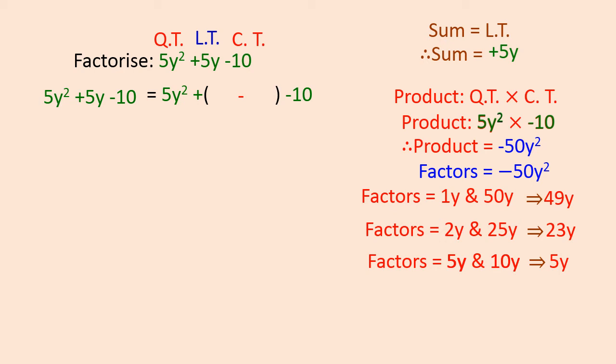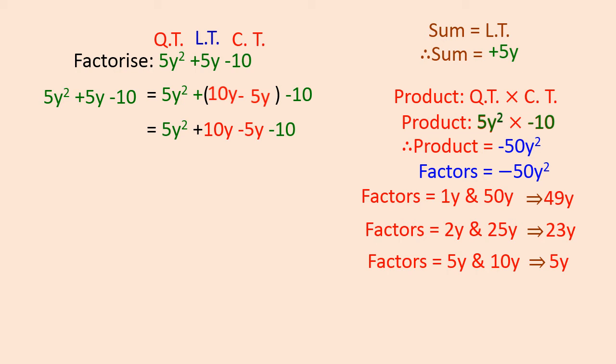So what will be the factors now? 5y and 10y. From that, the bigger one we will take first, and the smaller one we will take after. So we got 10y minus 5y. Clear? So when I open the bracket, I get 5y square plus 10y minus 5y minus 10. Again we need to form a group. 5y square plus 10y is one group, minus 5y minus 10 is the second group.